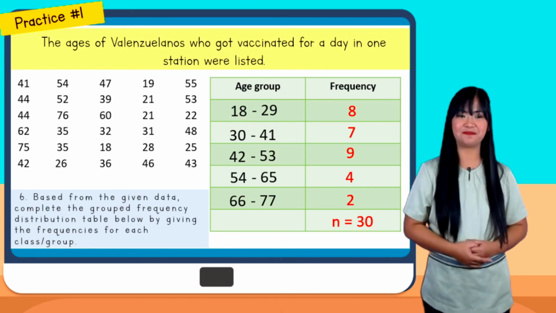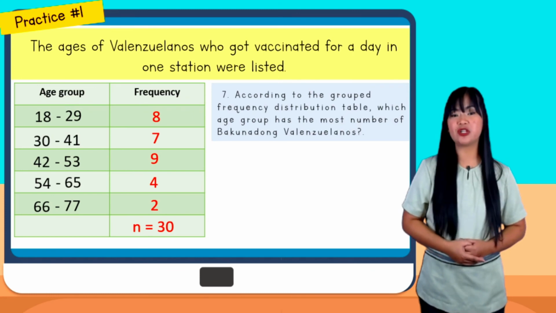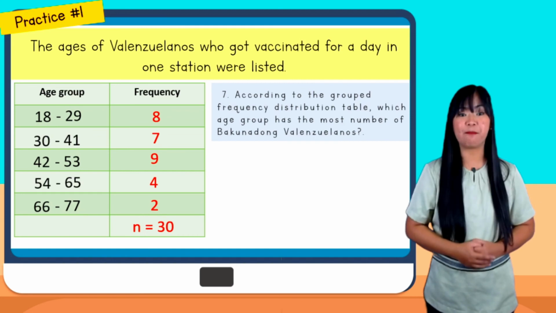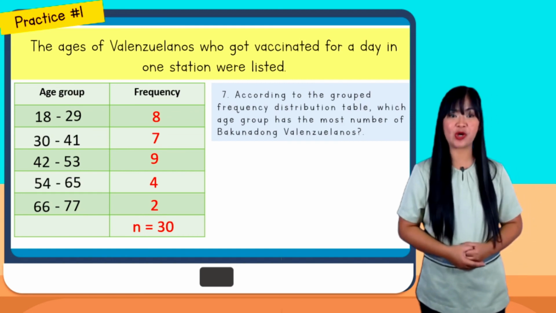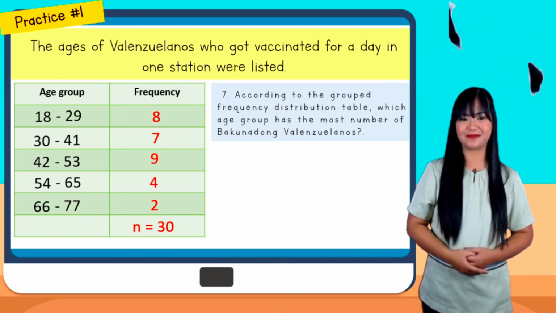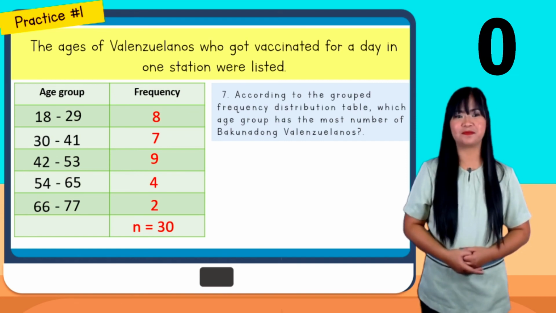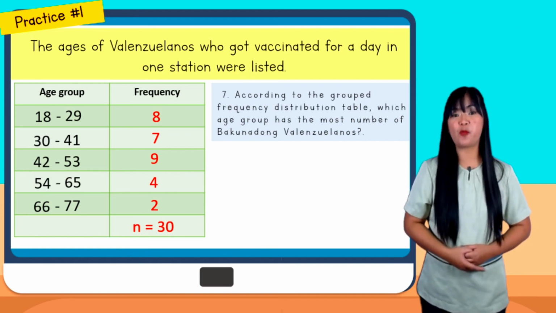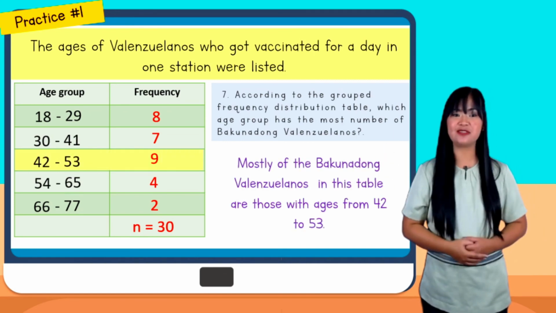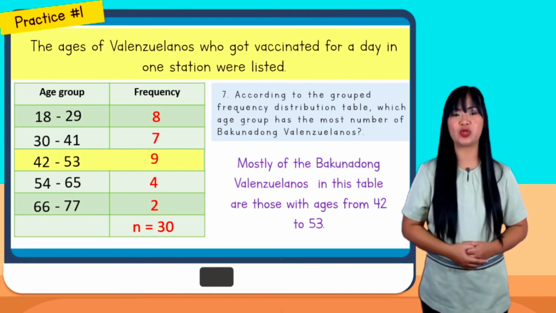Good job, guys! Now, for question number 7, according to the group frequency distribution table, which age group has the most number of bakunadong Valenzuelanos? 5 seconds. Time's up. Again, look for the group with the highest frequency. Therefore, most of the bakunadong Valenzuelanos in this table are those with ages from 42 to 53.